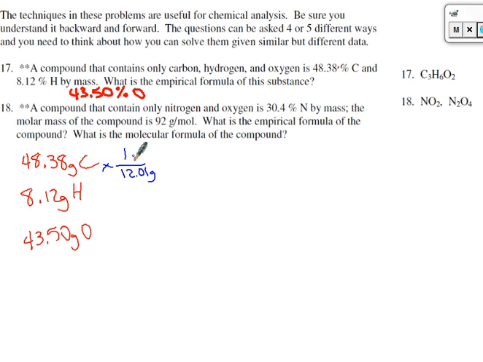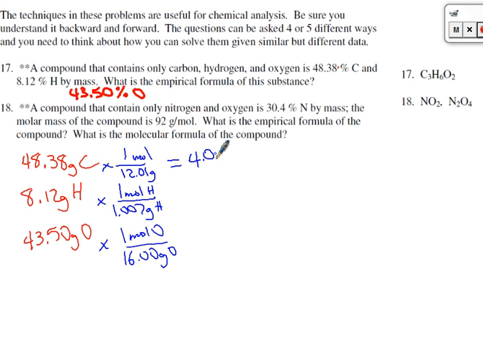There's 12 grams of carbon for every 1 mole of carbon. For every 1 mole of hydrogen, there is 1.007 grams of hydrogen. And then for every 1 mole of oxygen, there's 16 grams of oxygen. So let's just do that math there. 48.38 divided by 12.01. Hey, that's 4.028 moles of carbon.